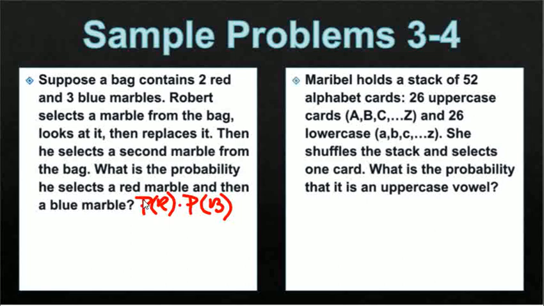So the red ones, there are 2 out of 5 total marbles that are red, and 3 out of the 5 are blue. So if I multiply those together, 2 times 3 is 6, 5 times 5 is 25. You would get an answer of 6 out of 25 chances.